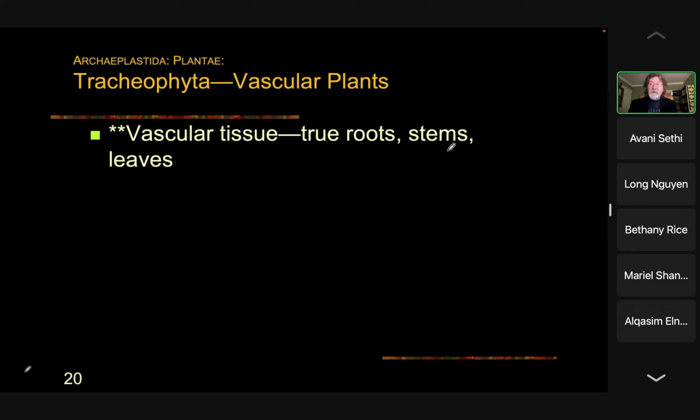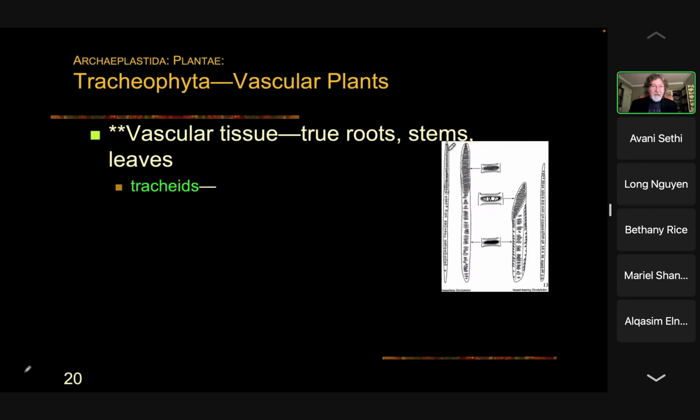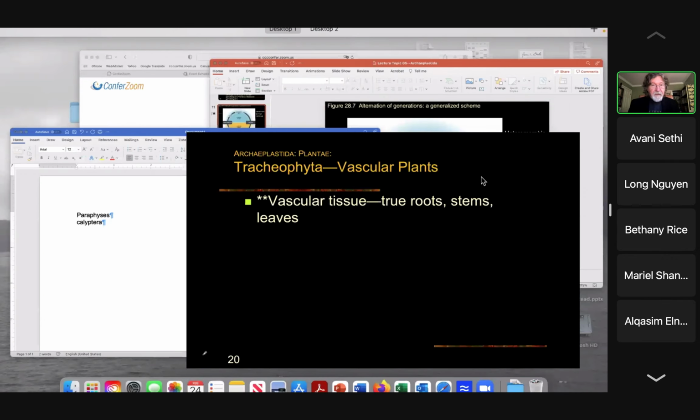So they have true roots. The roots are not like rhizoids. They are absorptive, okay? And they have true stems that have vascular tissue and leaves with vascular tissue. Now this vascular tissue comes in two types. I don't know if I have it up here. Do I have it? No, I don't. But let's put it up there.